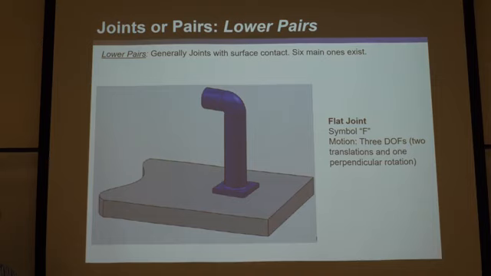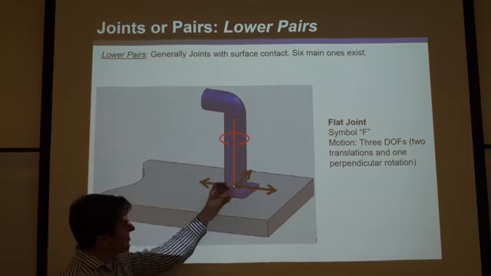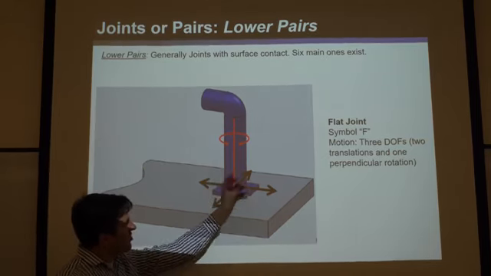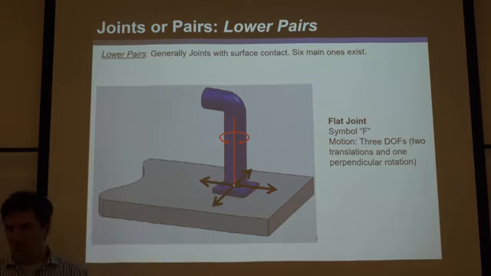Okay, so this is a flat joint, and this is the last of the 6 lower pairs. It's a flat joint because it's a flat on flat, and its symbol is F. And it moves with 3 degrees of freedom as well. It can translate on the surface. You can imagine it could slide in 2 different independent directions, and it could rotate. So any planar motion is what it could do.